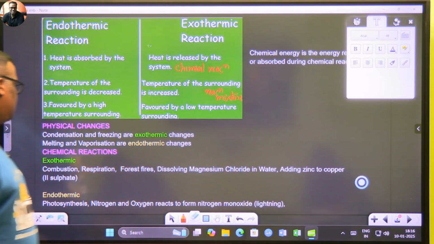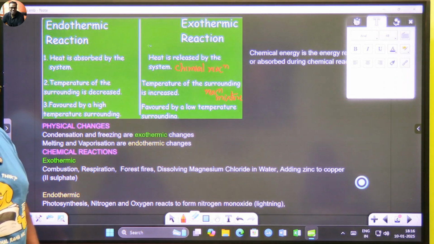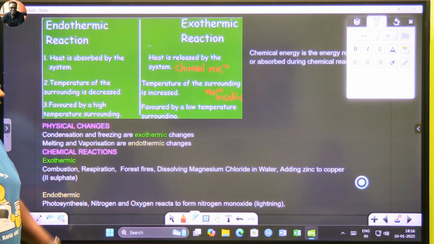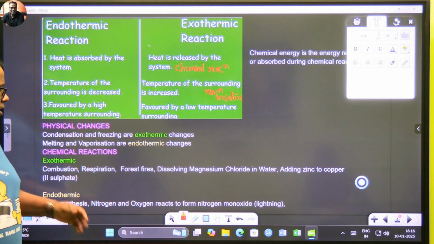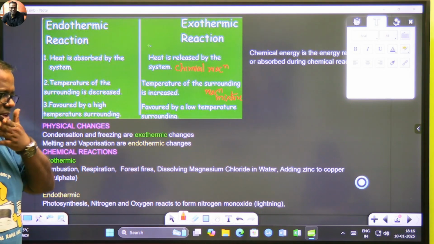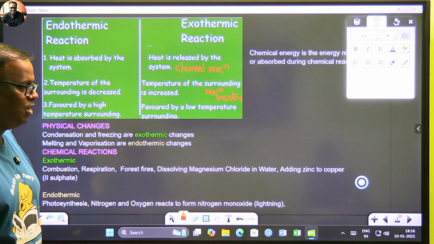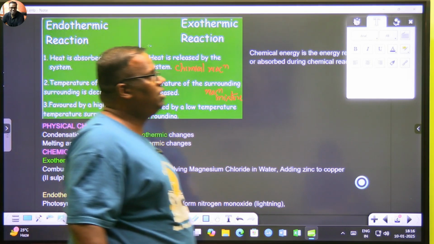So exothermic: combustion, all combustion. Digestion. Is digestion exothermic? Yes, digestion happens with respiration only. So respiration is exothermic. Forest fires are exothermic. These are from a physics perspective. Understood? But in chemistry, if somebody asks you to tell an exothermic reaction and doesn't specify, then the best answer is to always say carbon burns in oxygen.